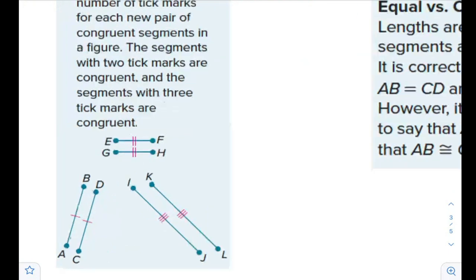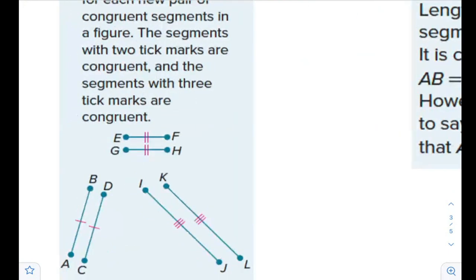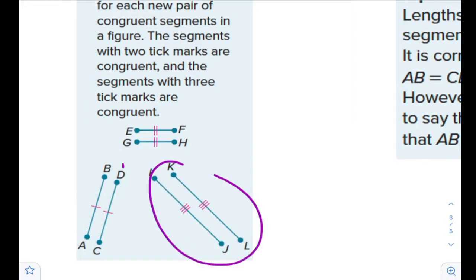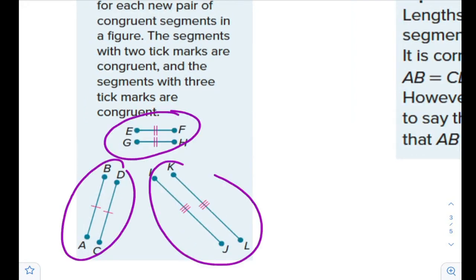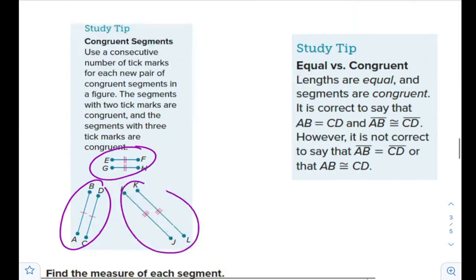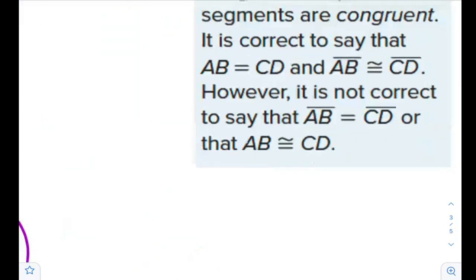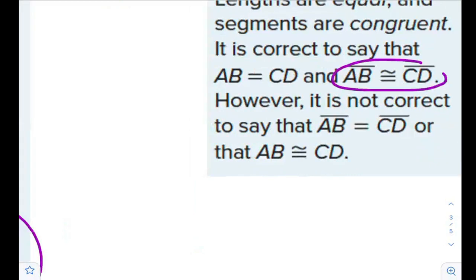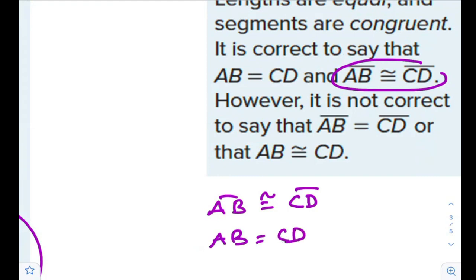Let's just highlight some points. If you have the same number of tick marks on different segments, that means they are congruent and accordingly they are equal in measure. Here we have a set of congruent segments. They used the same number of tick marks to show equality. Any segments that are congruent, if you know that this segment is congruent to that, definitely they will be equal in measure.